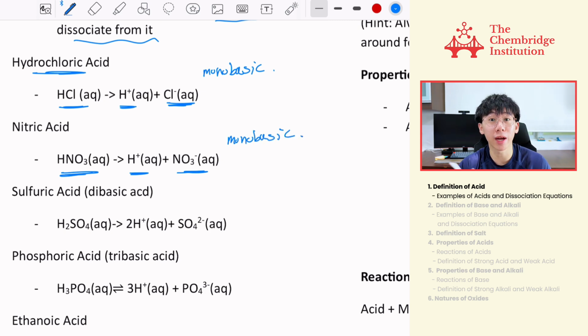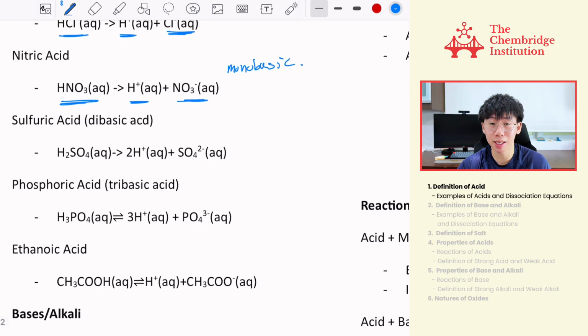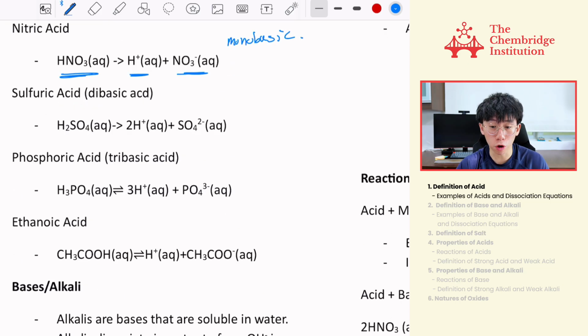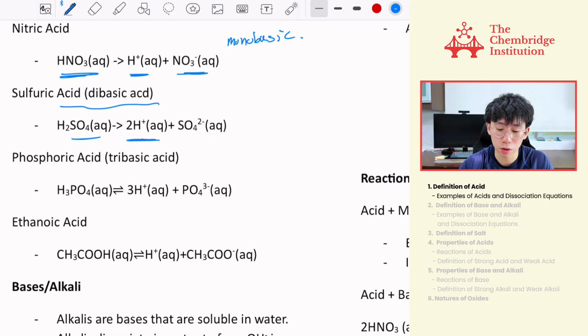Now if you look at sulfuric acid, this is an example of a dibasic acid. Each molecule of H2SO4 will give two H+ ions that dissociate from it, so that's why we call it a dibasic acid.